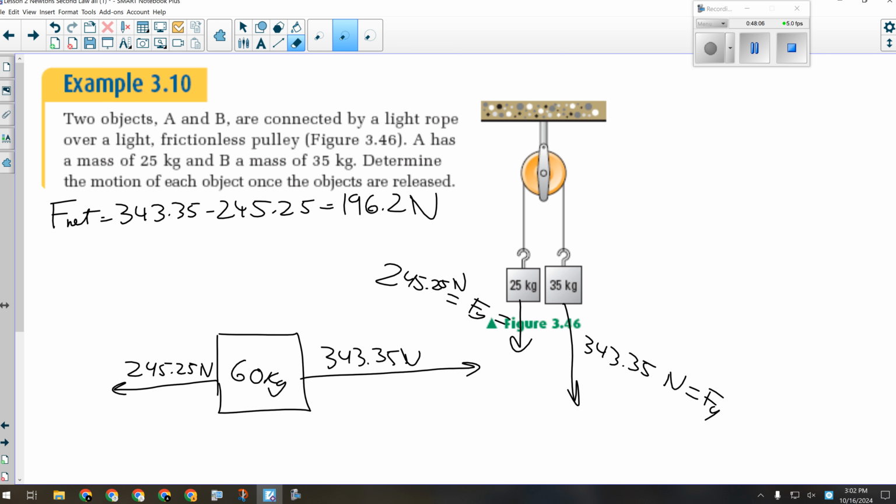No, 98.1, sorry, 98.1 newtons, right? Yeah. Okay, 98.1 newtons is my net force. Can I calculate the acceleration of the system? What do I divide 98.1 by? By 60, right?